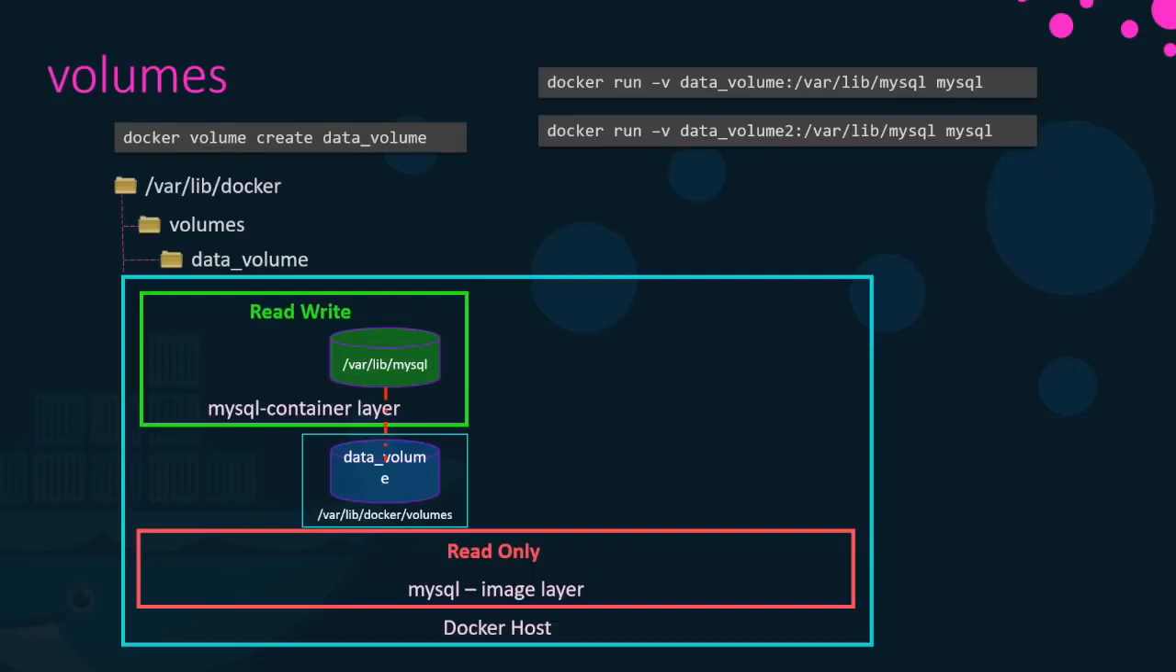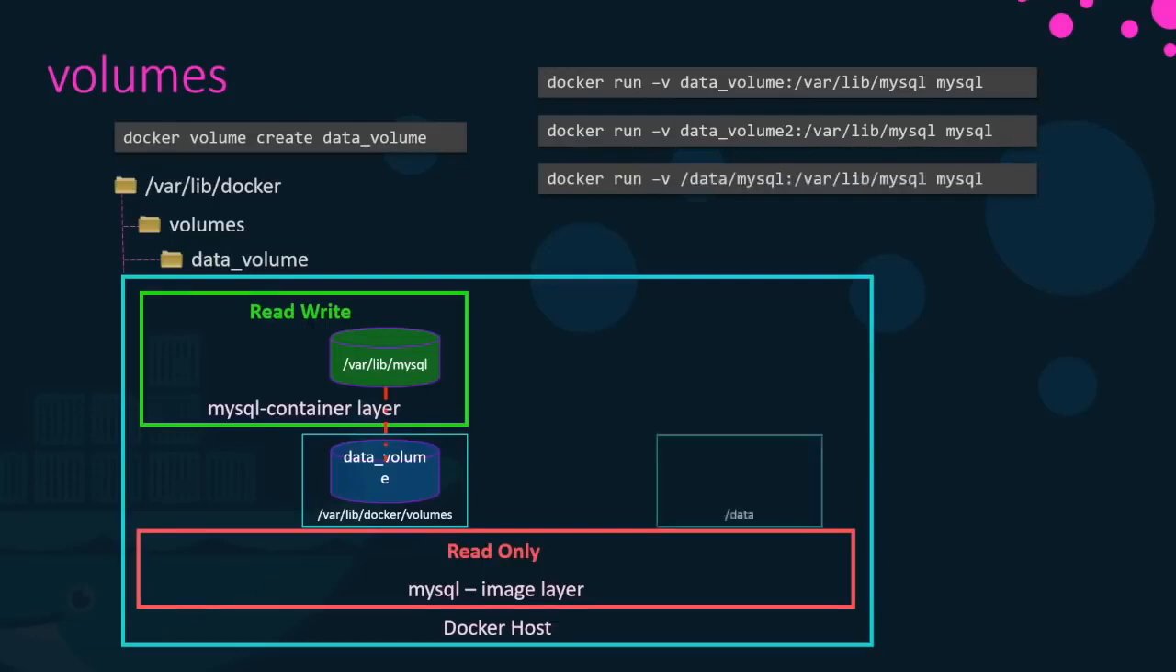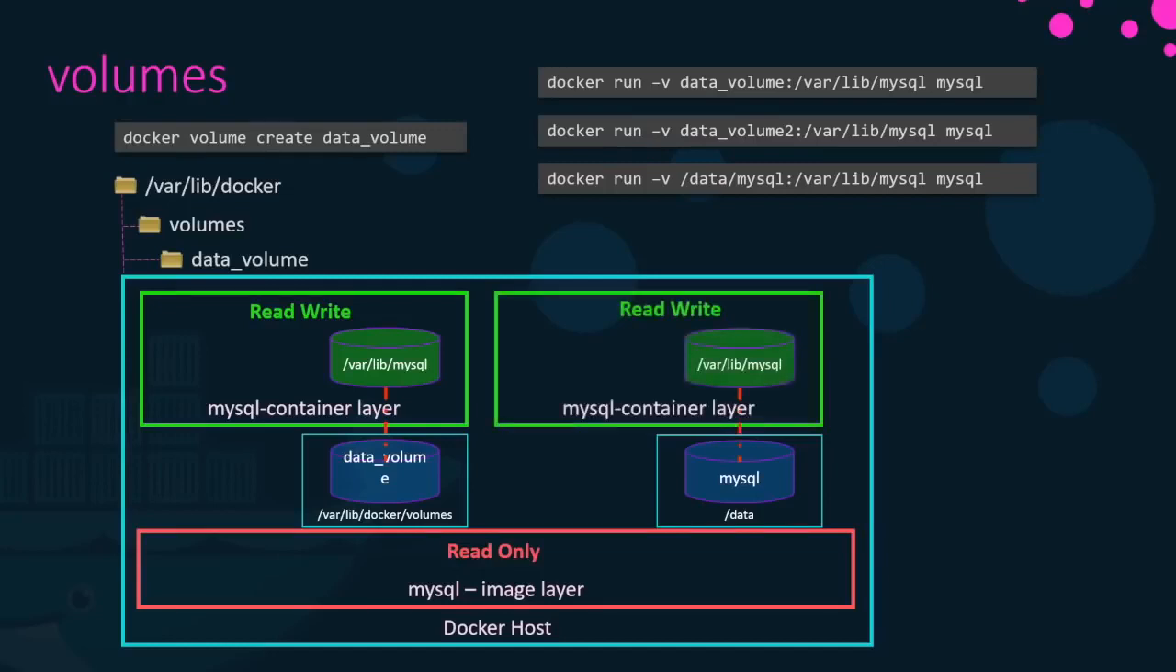But what if we had our data already at another location? For example, let's say we have some external storage on the Docker host at /data, and we would like to store database data on that volume and not in the default /var/lib/docker/volumes folder. In that case, we would run a container using the command docker run -v, but in this case, we will provide the complete path to the folder we would like to mount, that is /data/mysql. And so it will create a container and mount the folder to the container.